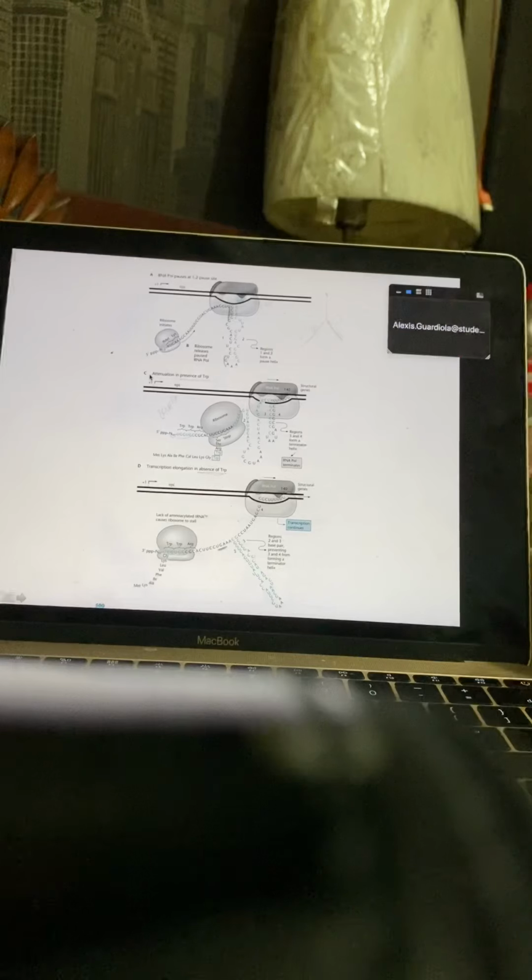Alexis again. I was just curious about the ribosome. Is it that the ribosome falls off if it reaches the hairpin, or is it just the RNA? Which hairpin? What panel are you talking about here, A, B, C, or D? Just in general, what happens to the ribosome once it reaches the hairpin?